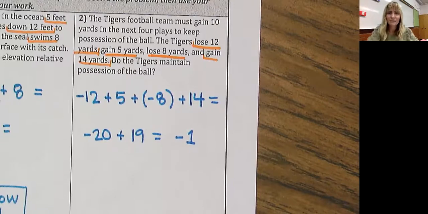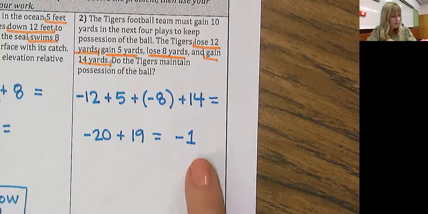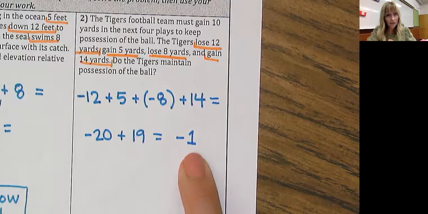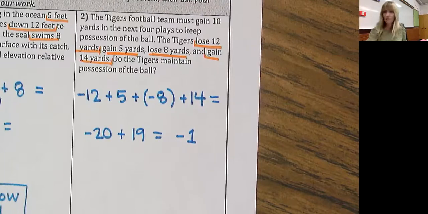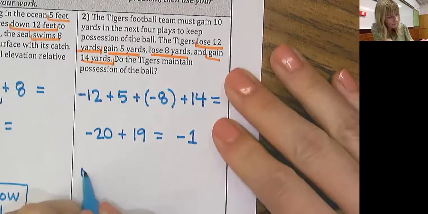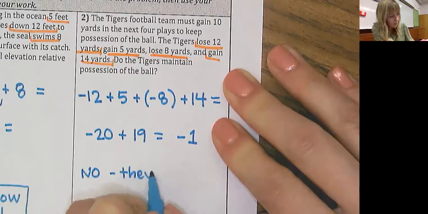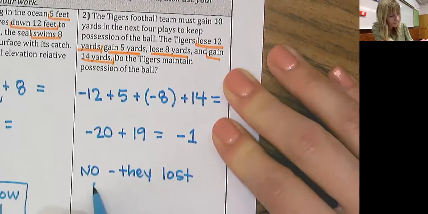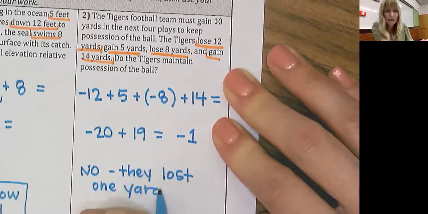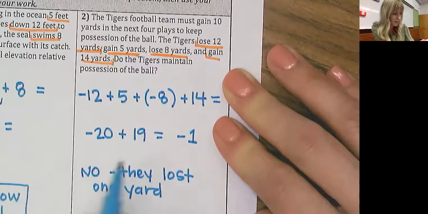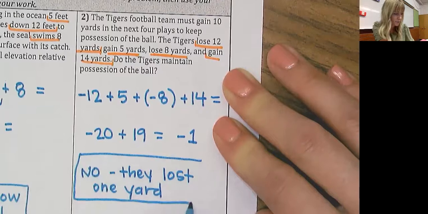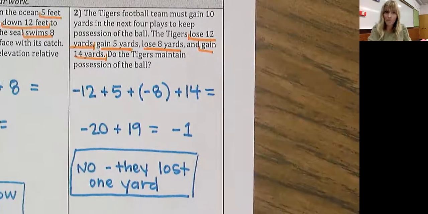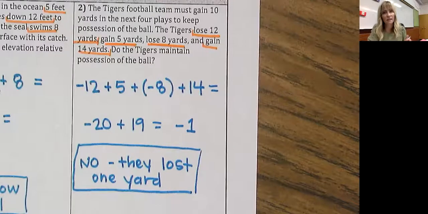What does this mean in relation to this question? Well, this negative means they lost a yard. So did they maintain possession? No, they were supposed to gain 10 yards and instead they lost a yard. So not only did they not gain 10, but they lost 1. So they definitely did not maintain possession. They would need at least a positive 10 answer here to have said yes to that.